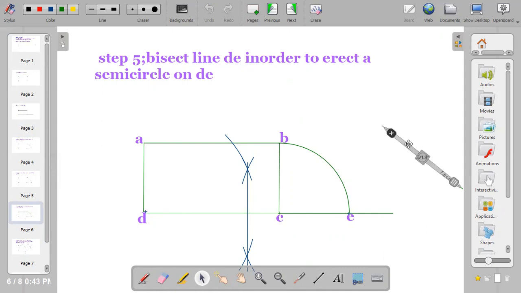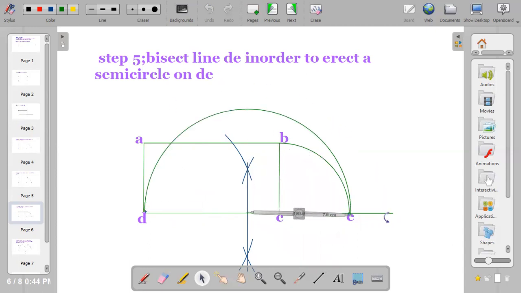So how do we draw the semicircle? Just place your compass at the midpoint, the point where you did the bisection. So center at the midpoint of line DE, you draw a semicircle. You draw a semicircle this way.